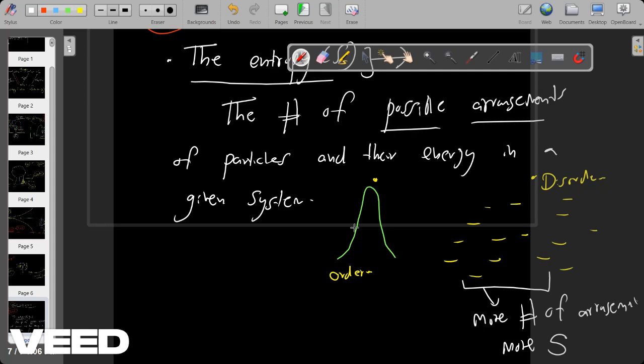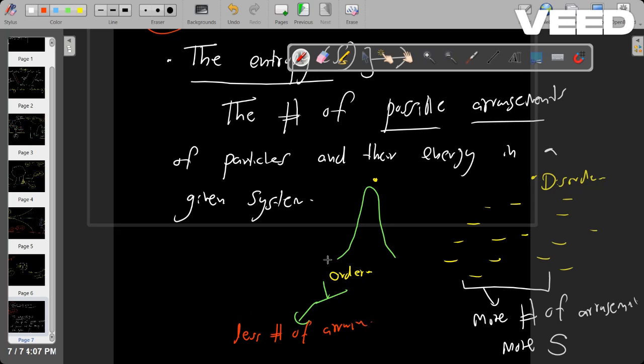Now with this scenario, you have only particles that are closer to each other, so therefore you can have only a limited number of arrangements. Same number of particles, but fewer arrangements. Why? Particles are near each other, so you can call it less entropy.